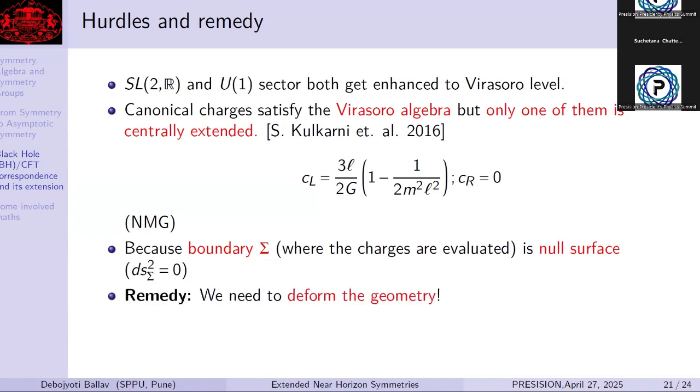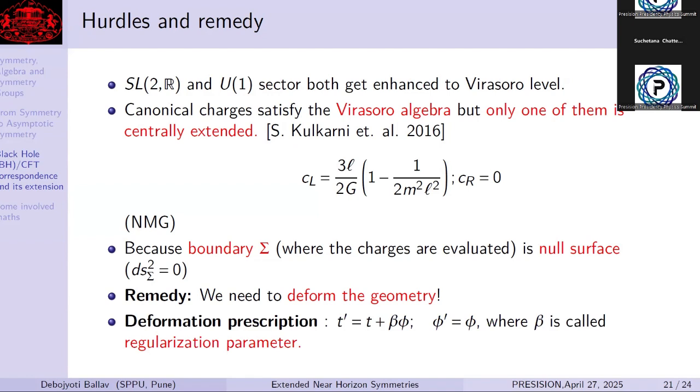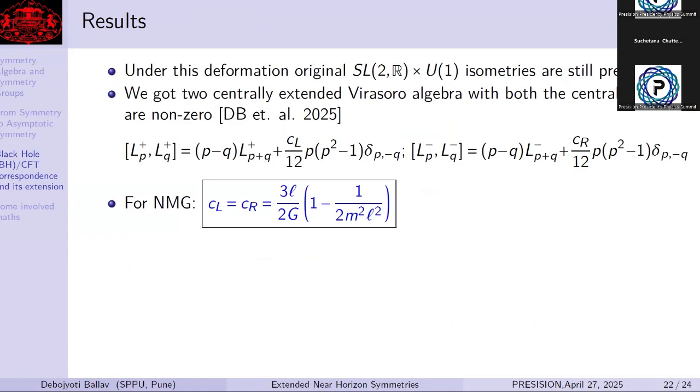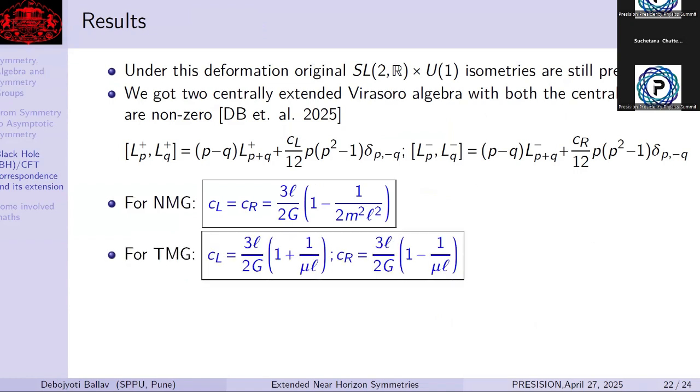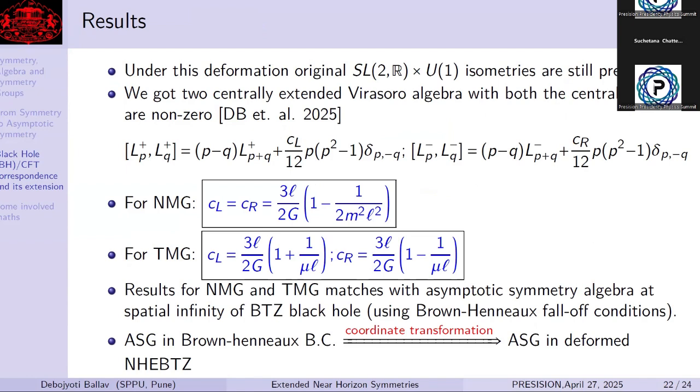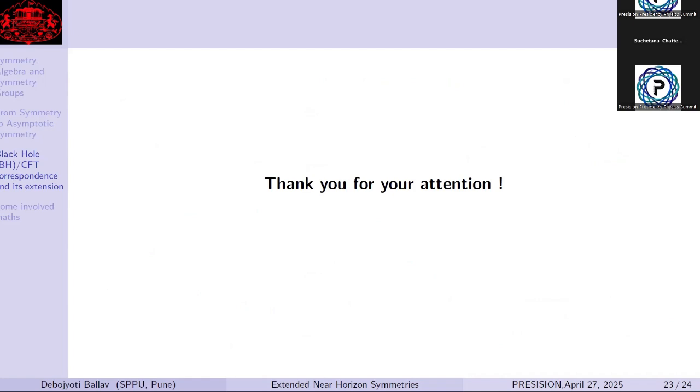So the remedy is that we deform the geometry. We give a deformation prescription, and we see that the isometries are preserved under the deformation, and we get 2 centrally extended algebras with 2 central charges, both non-zero, for both NMG and TMG. This is the work we have done, and that central charge exactly matches the spatial infinity central charges given by the Brown-Henneaux work. And for the near horizon analysis, we see that the Brown-Henneaux asymptotic symmetry generators are exactly connected to our deformed asymptotic generators by a coordinate transformation. Okay, thank you.